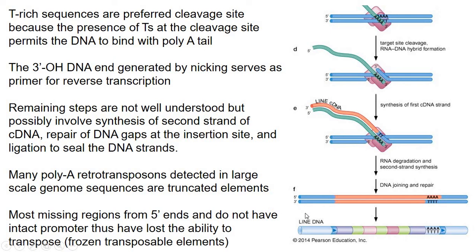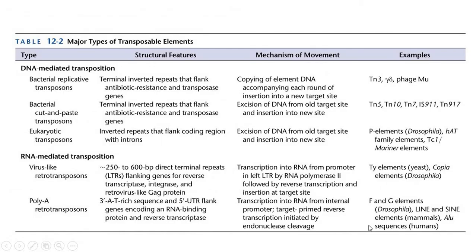So we talked about these long interspersed nuclear elements, or LINEs, and we also talked about SINEs, short interspersed nuclear elements. SINEs are usually these frozen transposable LINEs where they lack the 5' UTR region. So here, these are the major types of transposable elements that we have talked about so far.